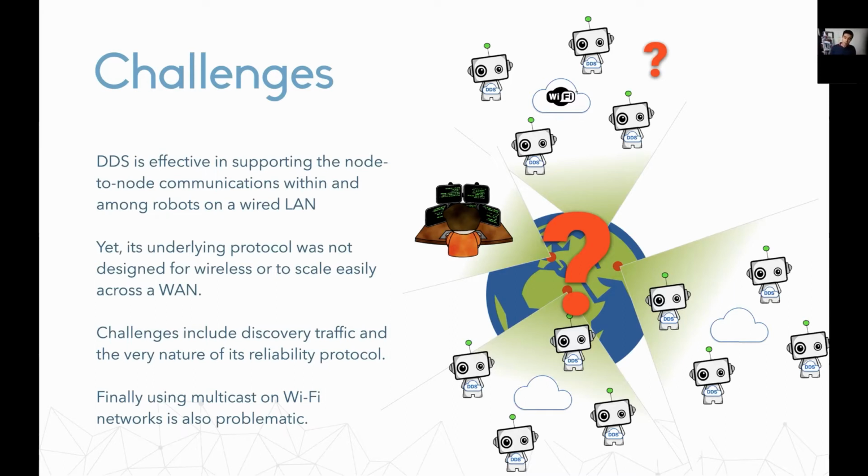Last point, for how DDS works, it works best when you can leverage multicast, but multicast and Wi-Fi don't mix very well. As a consequence, there are some challenges there as well. So what did we do?